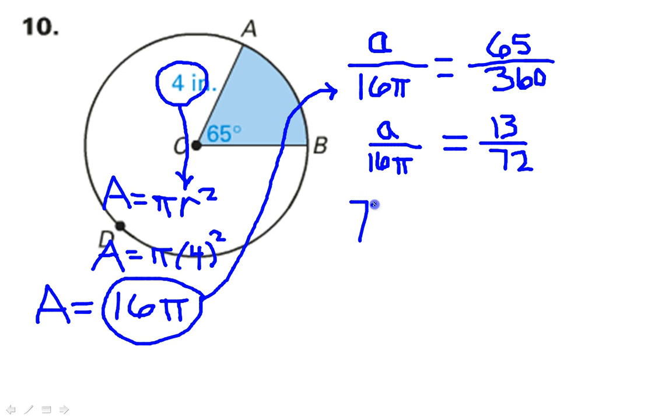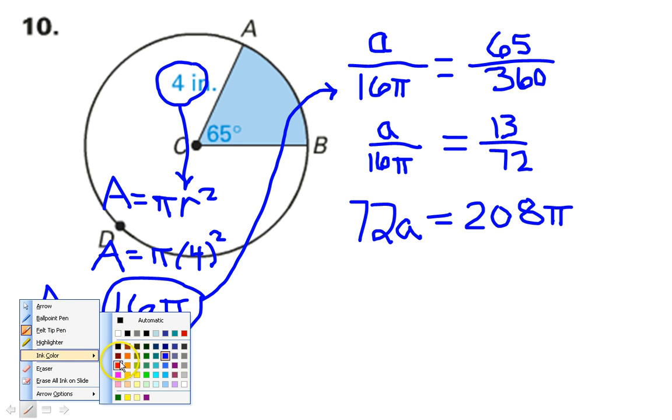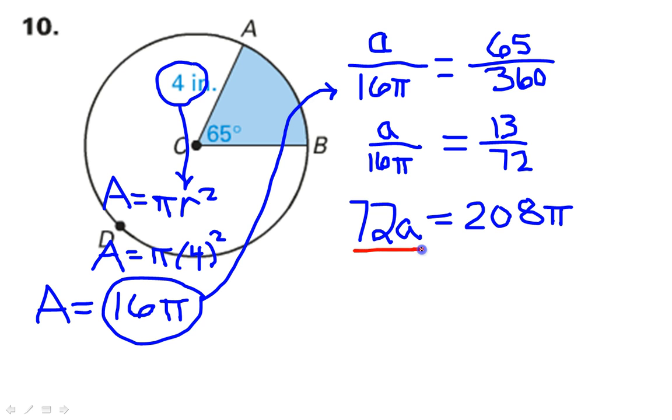72a equals, what's 13 times 16? 208. And don't forget the pi. So I'm doing 16 times 13, that's 208. So that'll be 208 pi. What am I going to do now? Correct. Let's divide both sides by 72 to get the little area by itself.